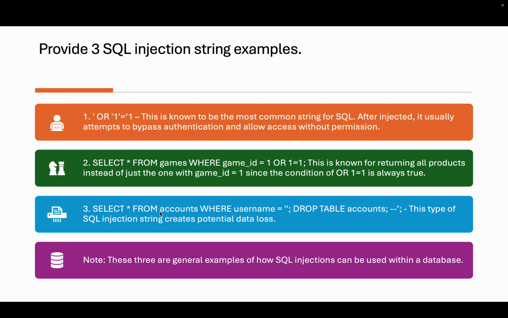It's very common for that to have that similar notation. The second one, SELECT * FROM products WHERE ID = 1 OR 1=1. So pretty much what it tries to do is that it's known for returning all the products instead of just the one with the ID. And since the condition is always true, it's going to always be returning products. And so you can see people try to fish and take sensitive information out of that.